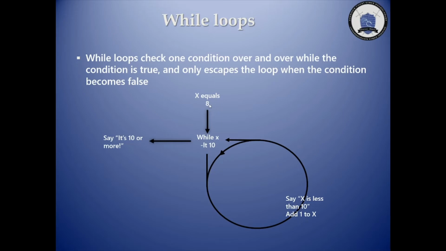So we've got x equals 8, while x is less than 10. It's going to say x is less than 10, and then we're going to add 1 to it, so it's going to run through here. And so right here it's going to be 9. So is x still less than 10? Yes, it's going to run through again. Now it's going to be 10. So is 10 less than 10? Nope, it's equal to it, so it's going to escape here. It's going to say it's 10 or more.